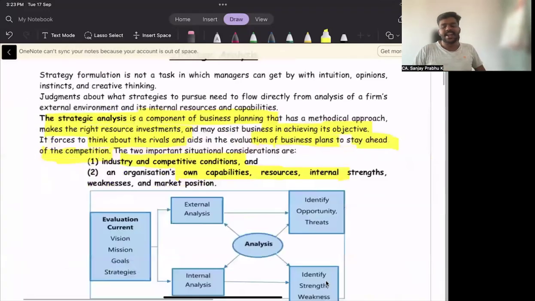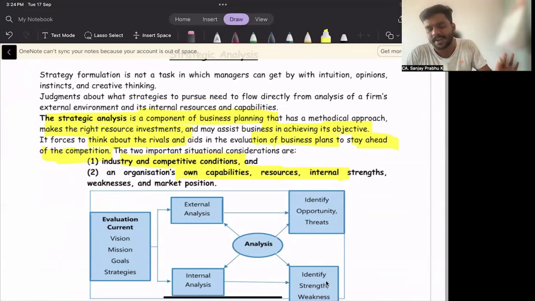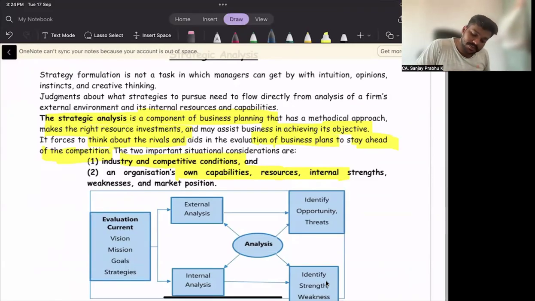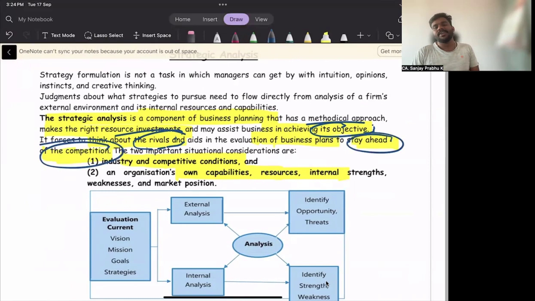What is strategic analysis? Strategic analysis means you are understanding the environment. If you understand the environment, what are the benefits? It will help you to make the right resource investment where you are supposed to invest. It will help you to achieve the business objectives. It will help you to think about the rivals. It will help you to stay ahead of the competition.